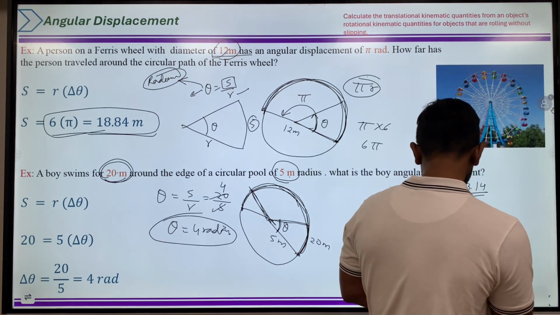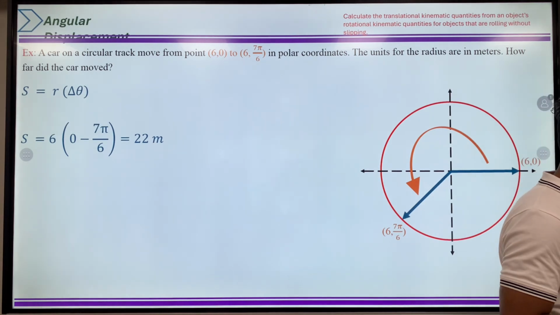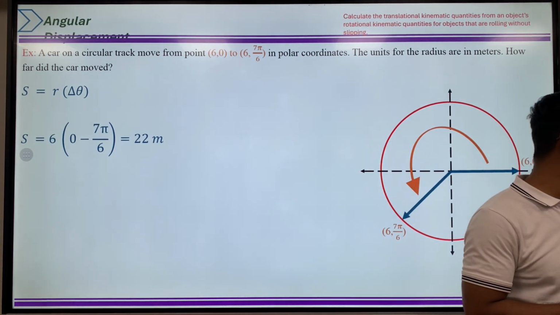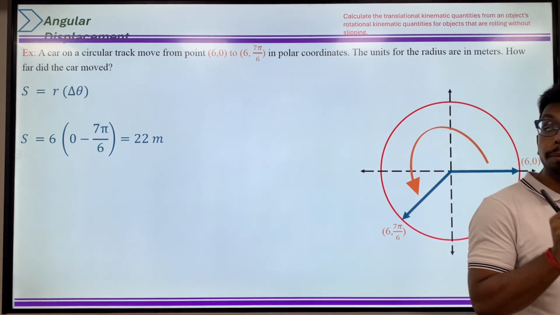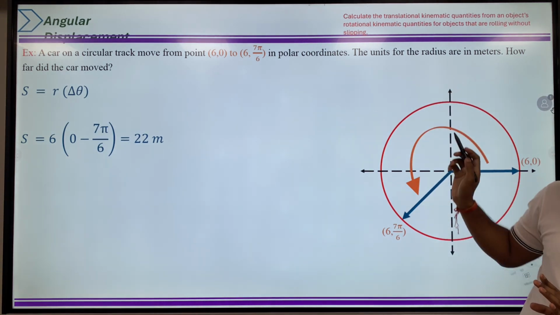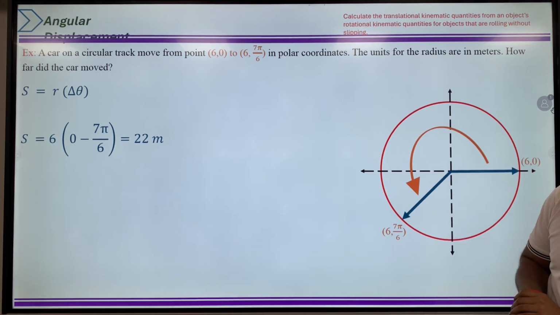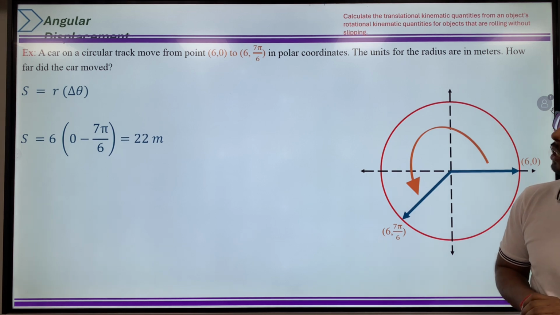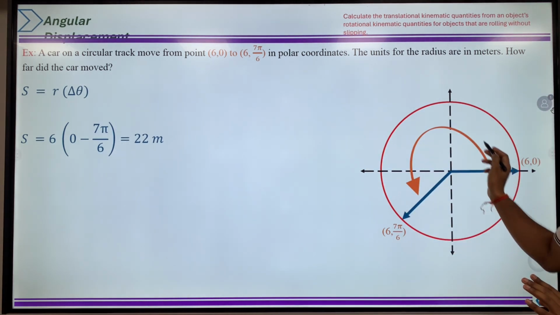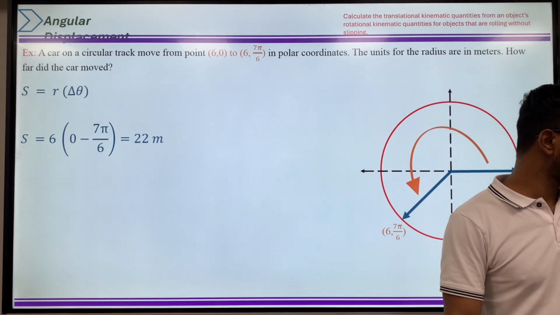Next is also a similar question. A car on a circular track moved from point 0 to 7 pi by 6. 7 pi by 6 means it has travelled pi by 6, 7 times. So after 180 degrees, again 30 degrees, that is 210 degrees. The units for the radius are in meters. How far did the car move? Simple question, you can solve it always. This is the angle, and this is the path length you have to calculate.